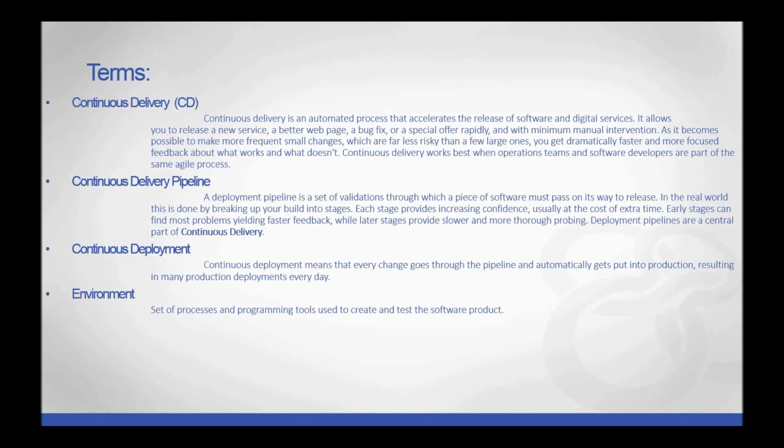Okay. Now the continuous deployment. That is a process that ensures that every change goes through the pipeline and automatically gets put into production, resulting in many production deployments every day. Now there is a note that I should make here. In order to do continuous deployment, you must be doing continuous delivery. The difference with continuous delivery is that with it you are able to do frequent deployments but may choose not to do it, usually due to business preferring a slower rate of deployment.